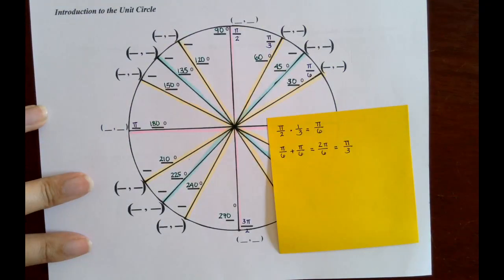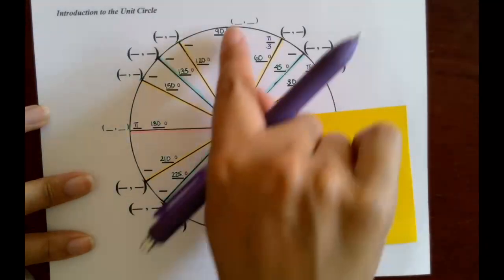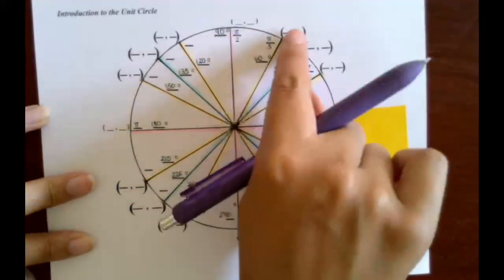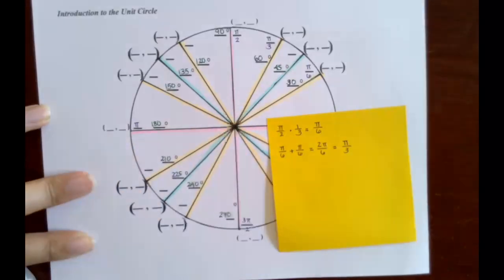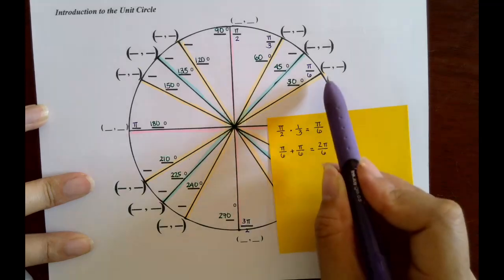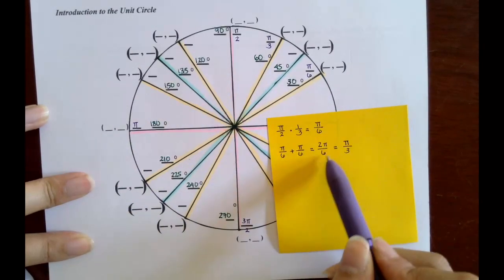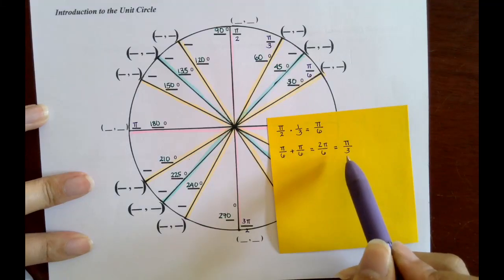So I'm going to fill this first quadrant out first. This is how it works: 0 to pi halves is divided into 3 sections from the orange. A third of pi halves is pi over 6, which is why this is pi over 6. To get to the next orange, I add another pi over 6, which is 2 pi over 6, simplifies to pi over 3.